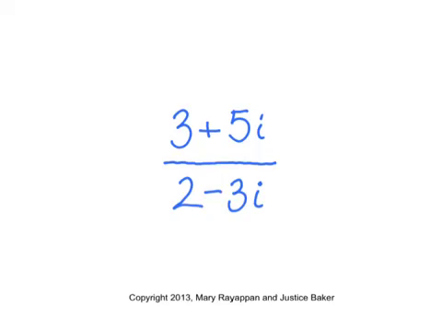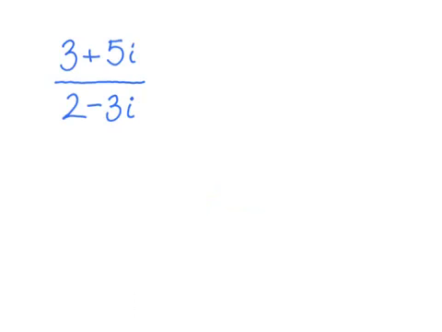Hi, here I'm going to show you an example of how to divide two complex numbers. We have 3 plus 5i divided by 2 minus 3i. So to do this, we're going to recognize that this is pretty much exactly the same as rationalizing the denominator.